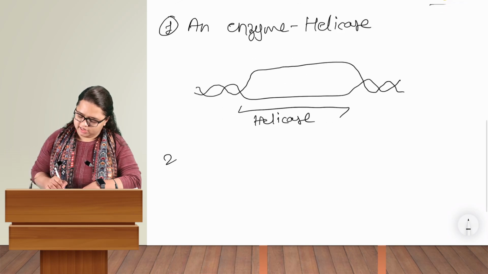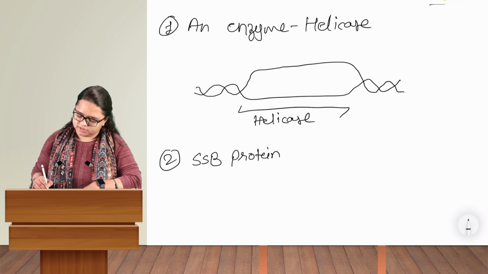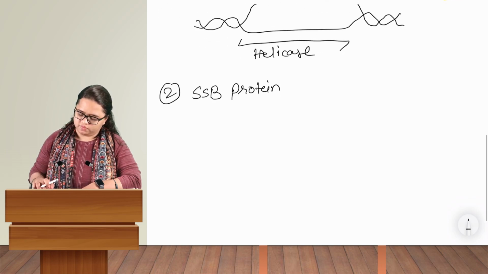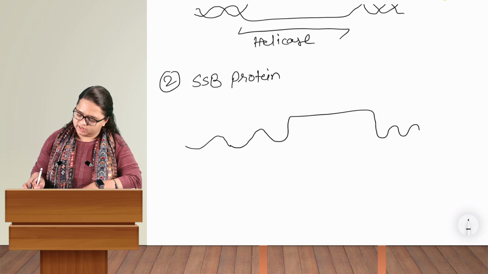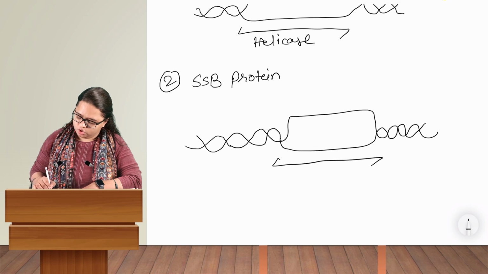Now, second, that is SSB protein. Full form of SSB is single stranded binding protein. Over here, the uncoiling of the DNA, maintaining of the uncoiled DNA is done by SSB protein. Over here, at the end of the uncoiled DNA, SSB proteins are situated.